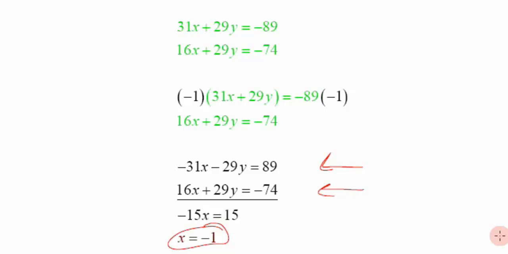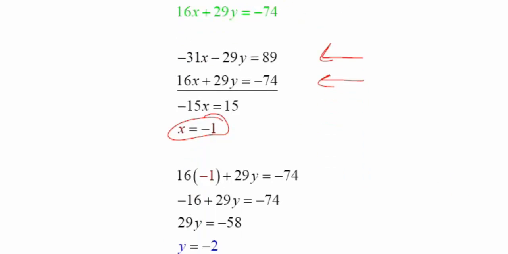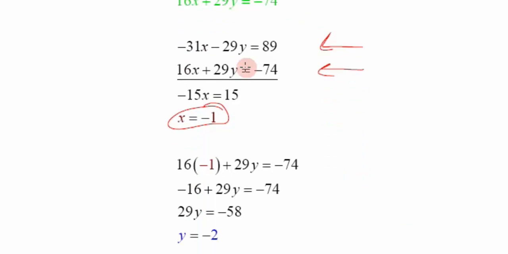Now I start back substituting. I can put this x equal to -1 in here or here. It doesn't matter, and I'll get a y variable. So I choose to put it in to 16x plus 29y equals -74. Put the -1 in right there. Work it out. And now y is -2. Now I have x and y.